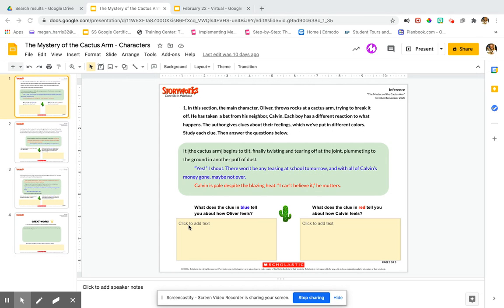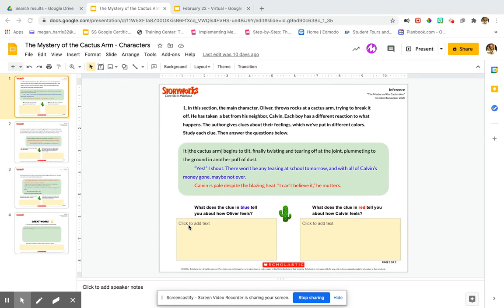Now, if relief is not the word you chose, you want to at least have a word that's similar to that word of relief, something along the lines of, like I said, he's happy, he's excited, he's relieved, he feels like all of his stress is gone. That's what relieved means, to feel like that stress or anxiety is gone. Okay?